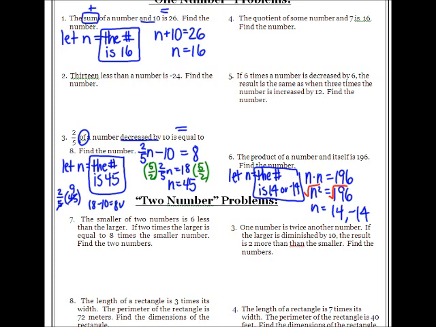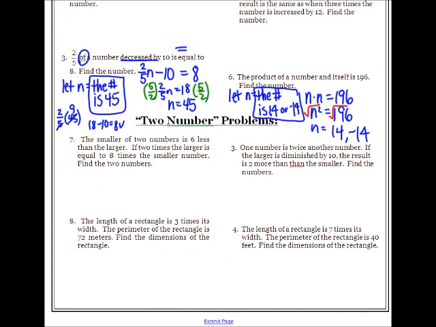And then come back, and we're going to look at 2 number problems when you're back. All right, so the smaller of 2 numbers is 6 less than the larger. If 2 times the larger is equal to 8 times the smaller, find the 2 numbers. Now, generally, when you get into these kinds of problems, you let n equal the element that you know the least about.